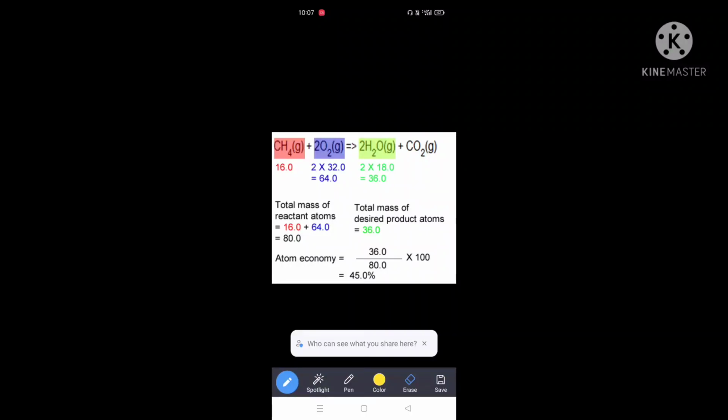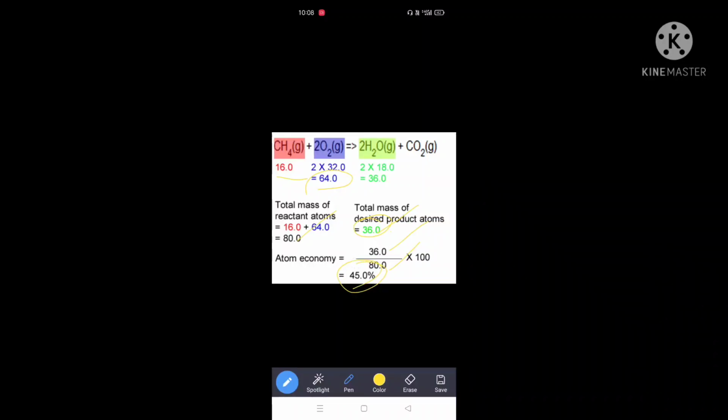So how much reactants are we using? What is the mass of reactants we are using? We are adding 16 grams of methane and 64 grams of oxygen, total 80. Finally we are getting the product. What is the mass of product? 36 by 80. After dividing 36 by 80, finally we are getting 45%.